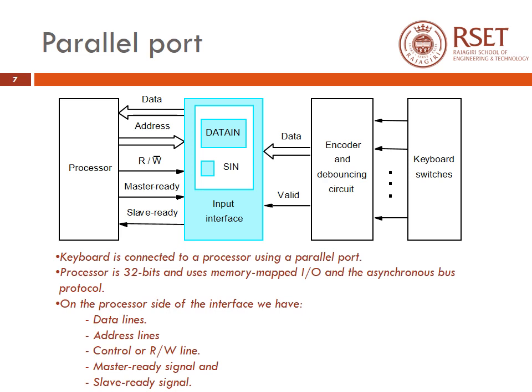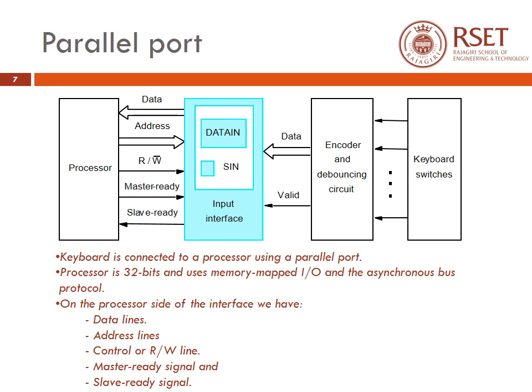Then there are some control signals like R bar, W bar, or read or write control signal. When the keyboard is used, it is basically a read operation, so this R bar, W bar signal will be set to 1. The two handshake signals used by the processor and keyboard to communicate with each other are the master ready and slave ready signals. When the processor is ready for communication with the keyboard, master ready will be set as 1, and when the keyboard is ready to communicate with the processor, the slave ready signal will be set as 1.